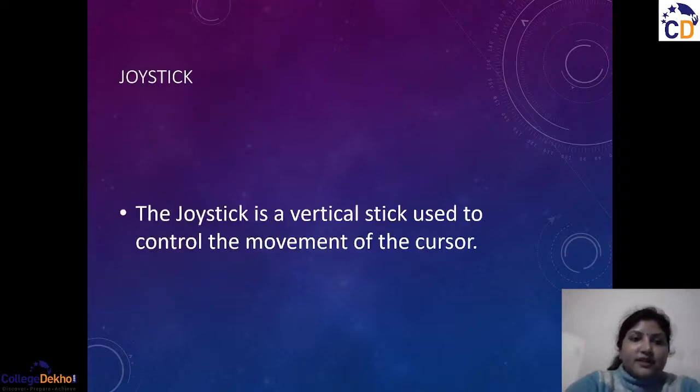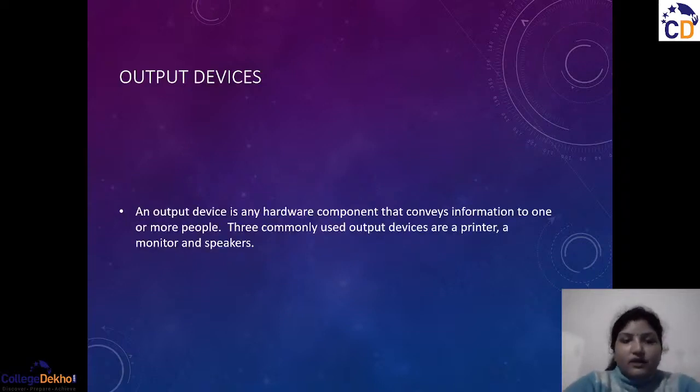That is the joystick. A joystick is a vertical stick used to control the movement of the cursor. Again, it is an input device that can be used to give an input to the computer. Now, moving to the next part, that is output devices. We have learned about input devices. Let us move to the output devices. What are output devices and how are you getting the output from the computer?